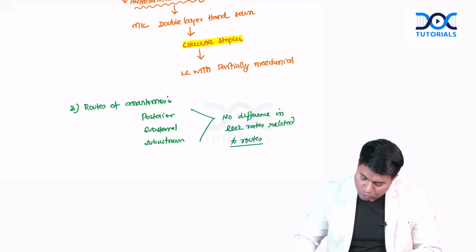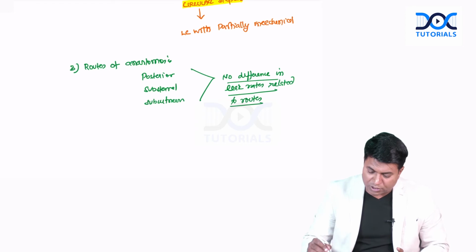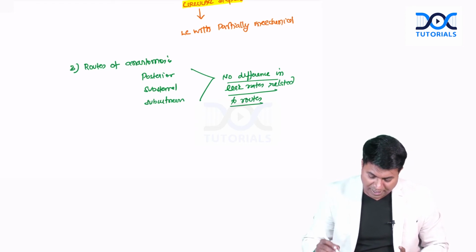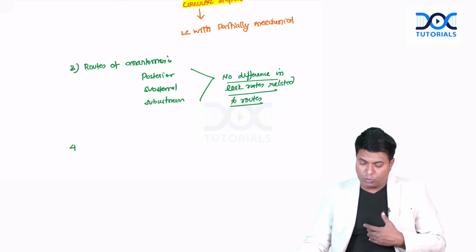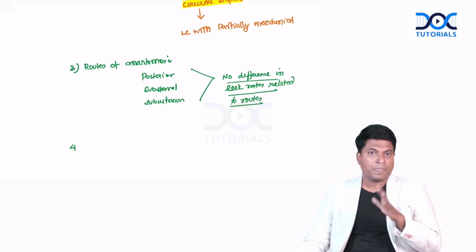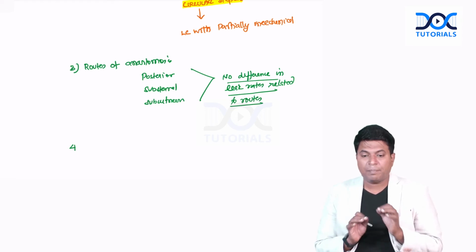There is no difference in leak rates based on the routes. That is the third point I want to tell you. Though there is an extra travel with the subcutaneous route than the substernal route, studies have shown there is no difference in leak rates because of the routes.